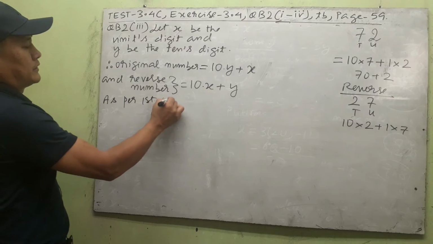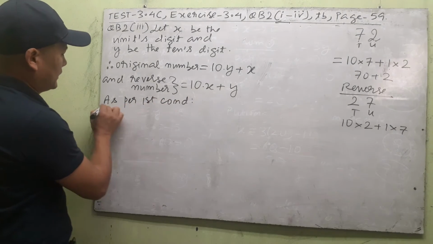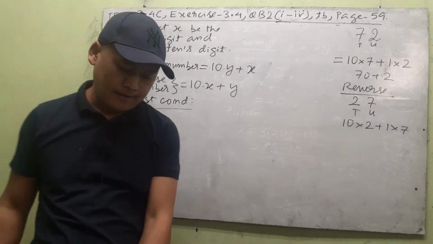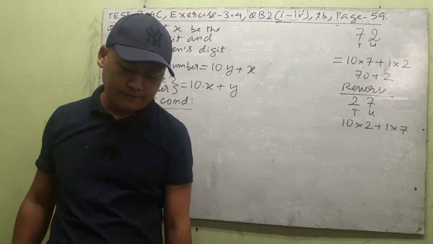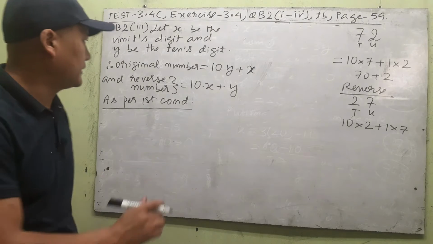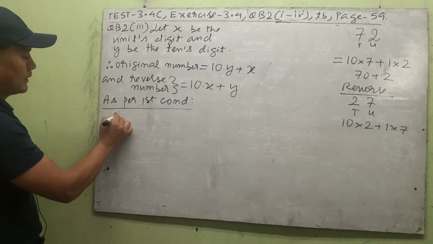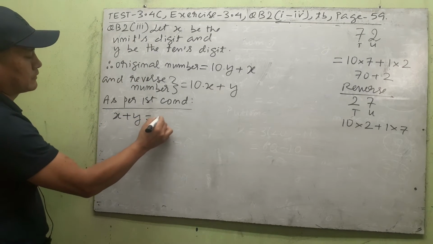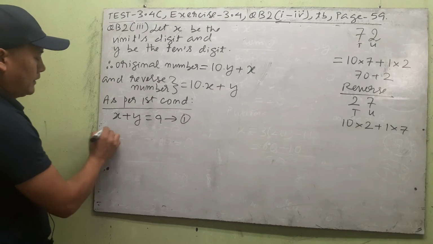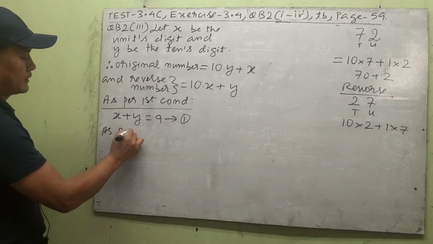So this is the situation. As per the first condition of the question, let me read it. The sum of the digits is 9. So the 2 digits are x and y, so sum means x plus y equal to 9. Very easy, the first condition.